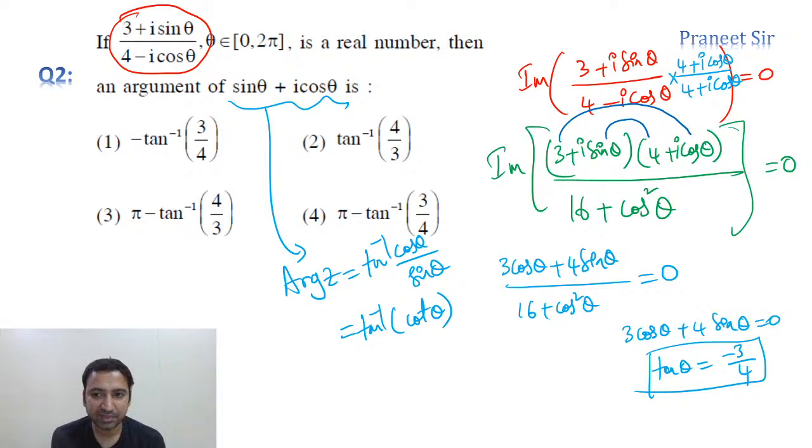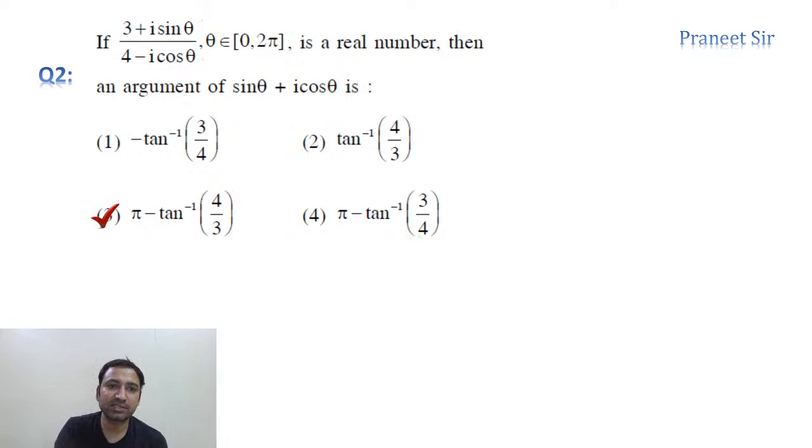So tell me, guys. Tan theta is minus 3 by 4 means cot theta is how much? Minus 4 by 3, right? Cot theta is minus 4 by 3. Correct. These are 2020 January questions, guys.